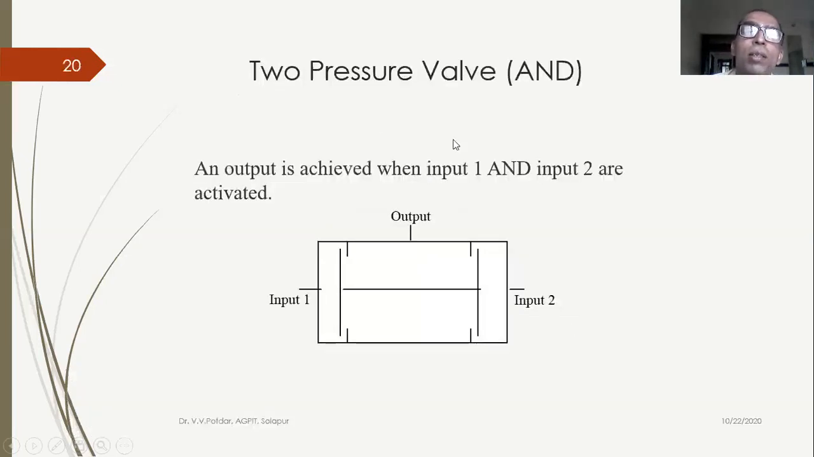Two pressure valve. So this is called an AND gate, logic gate. An output is achieved when input 1 and input 2 are activated. When input 1 and input 2 are activated, I'll be getting some output. This is the symbolic representation of pneumatic AND gate.